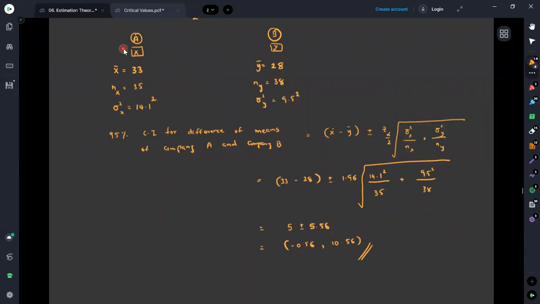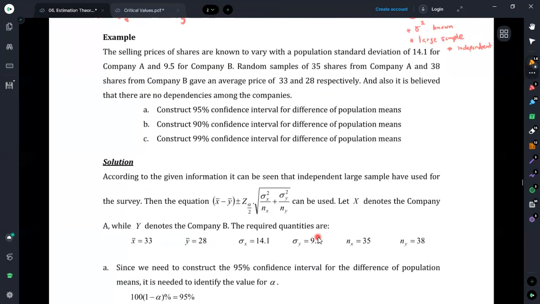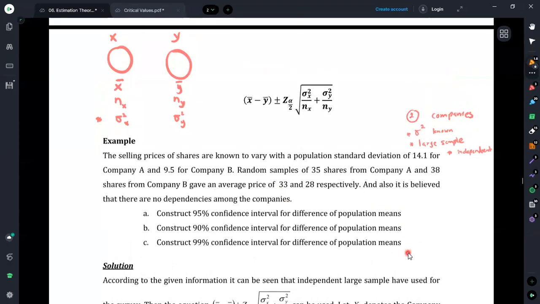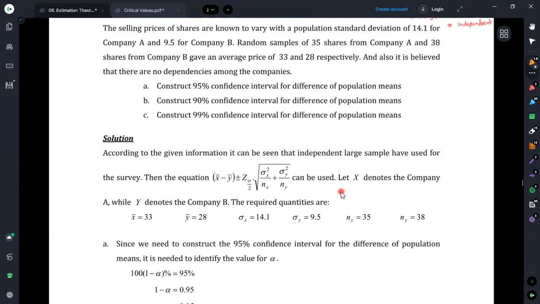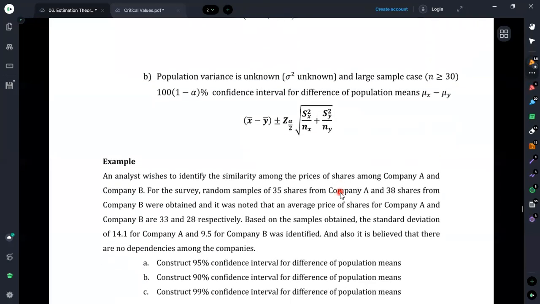Here it is not just for company A or company B. We are constructing the 95% confidence interval for the difference of means of company A and company B. This is how we use the concept of constructing the confidence interval for the population means. Here we have discussed independent large samples with a known population standard deviation. Now we will move to the discussion of the next concept.